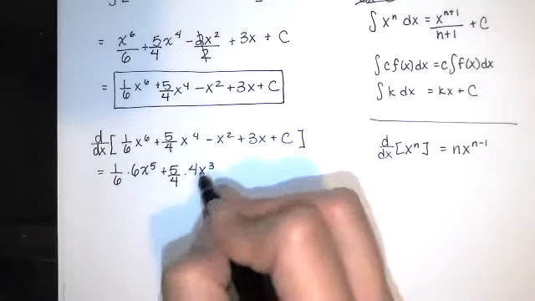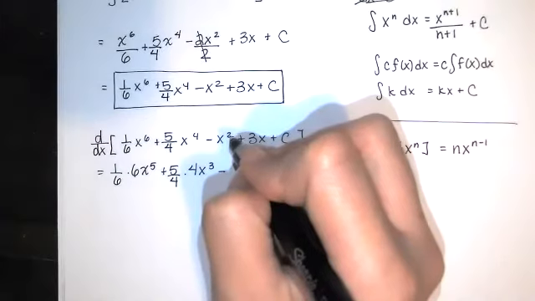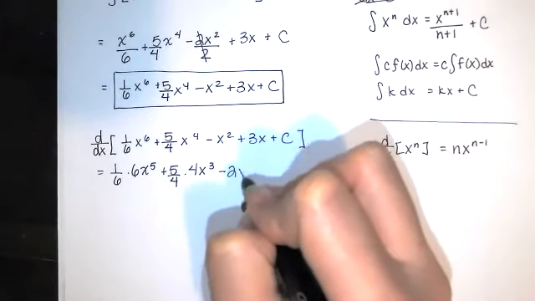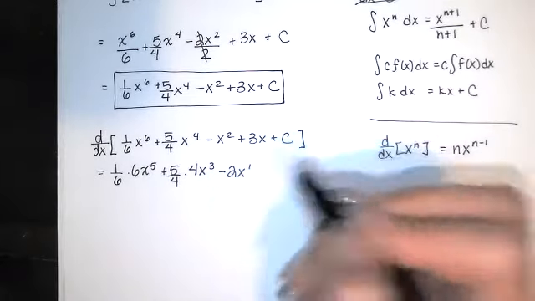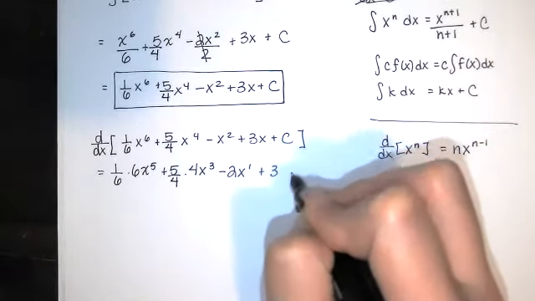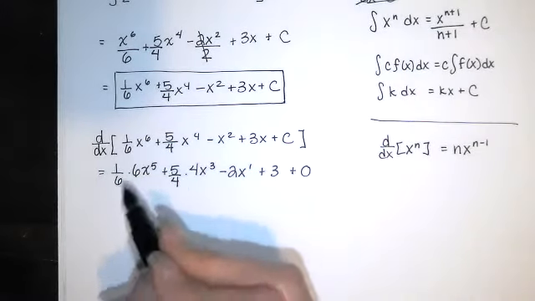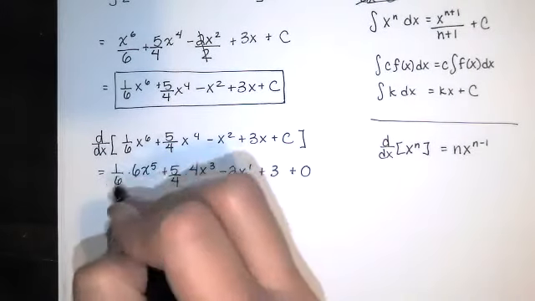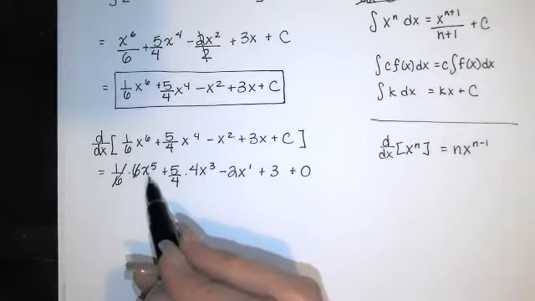I bring my power down, multiply by x to the 1 less power. Bring the negative over. Over here, I bring my power down, multiply by x to the 1 less power. The derivative of a constant times x is just the constant. Derivative of a constant is 0. So simplify. Notice that the 6 and the 1/6 undo each other, and I get x to the 5th.